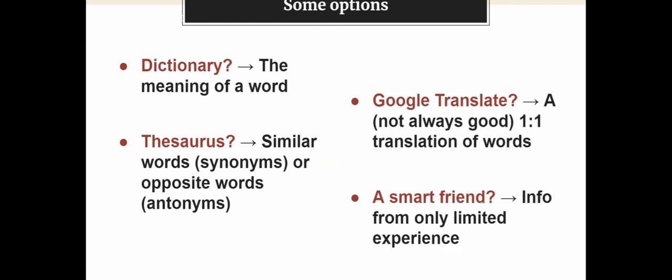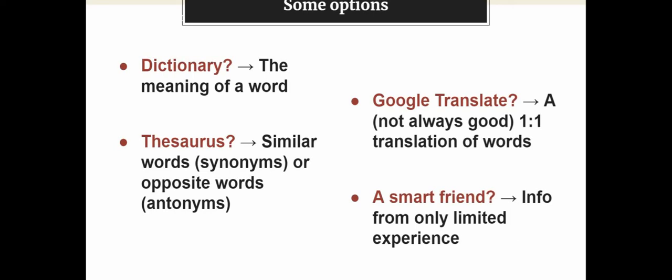For example, we could use a dictionary, and that's going to give us the meaning of a particular word. It might even give us one or two examples. We could use a thesaurus, kind of like a dictionary, but instead of definitions, we can look up similar words or synonyms to the word we're looking for, or even opposite words or antonyms to the word we're looking for.